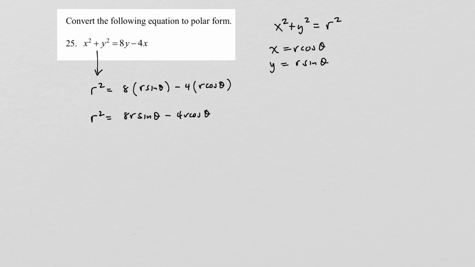And then as long as r is not 0, you could divide both sides by r. And if you divide both sides by r, you end up getting this equation. And so that is the polar form of this rectangular equation.